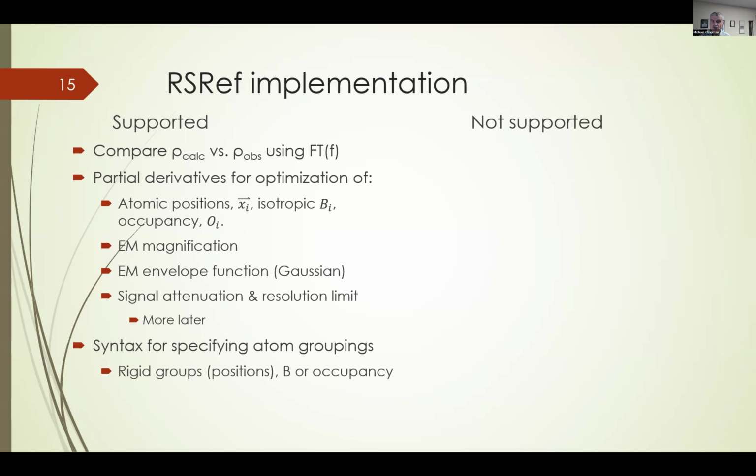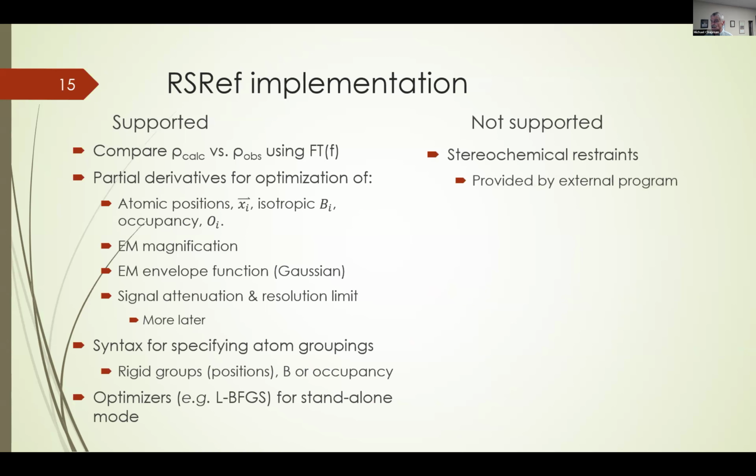We've got syntax available if you want to do refinement of rigid groups or to group B factors, occupancies, etc. And we provide access to standard optimizers for use in a standalone mode. But I would emphasize that we are not supporting stereochemical restraints. I don't want to reinvent the wheel, and I would never have the resources to support such an extensive commitment. So we're relying on external programs for the stereochemical restraints.